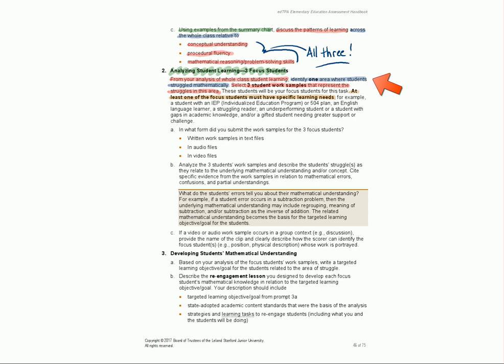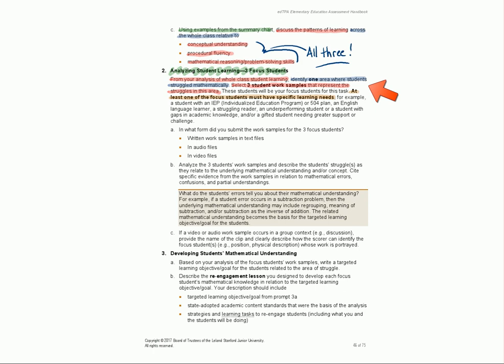Okay, so essential here, from your analysis of the whole class student learning, okay, so you choose your 3 students based on your analysis set out in that chart or that narrative that you've done for a different prompt, okay? So you want to identify one area where students struggled mathematically. That will become your focus for everything that follows, all right? So you're starting from your analysis of your teaching, from the students' work on the assessment.